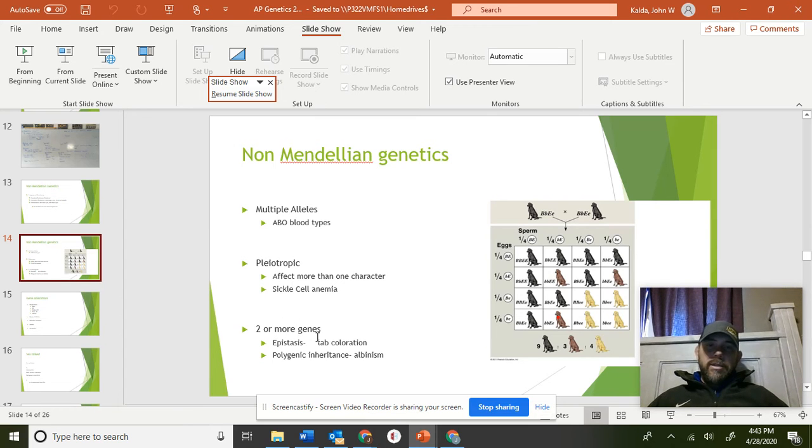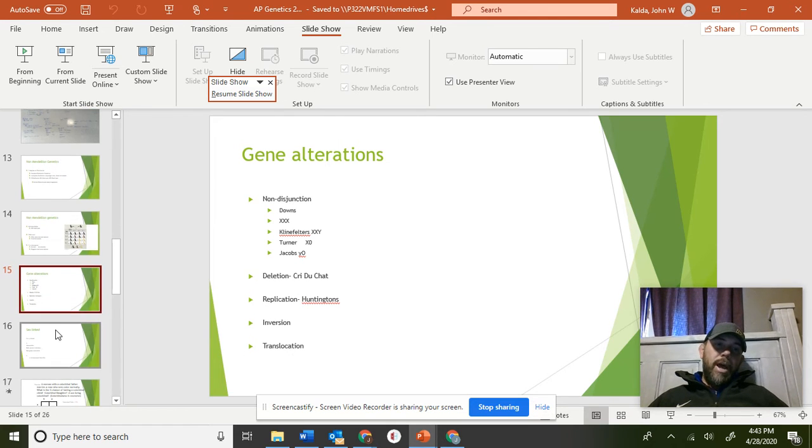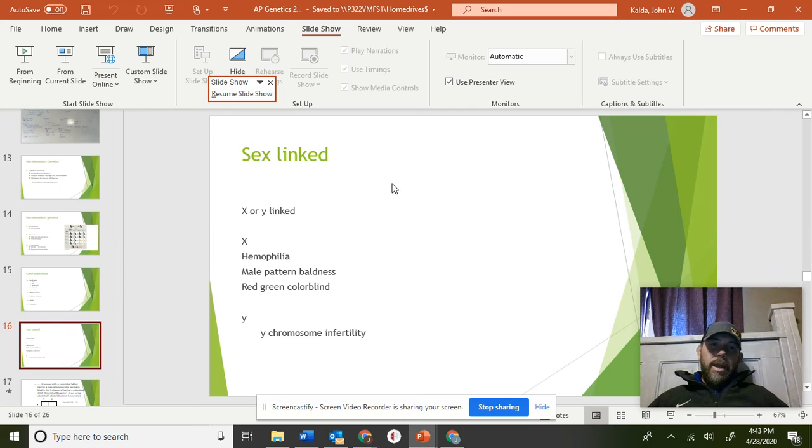We've got epistasis, where basically one gene will turn on another. You've got polygenic inheritance, albinism, where many genes are incorporated into that. So there's a lot of different situations occurring. Non-disjunction disorders, you've got deletions that can occur. You've got replications, inversions, translocations of the DNA, and therefore that can lead to some of these genetic disorders or gene alterations. So a lot of different things can happen.